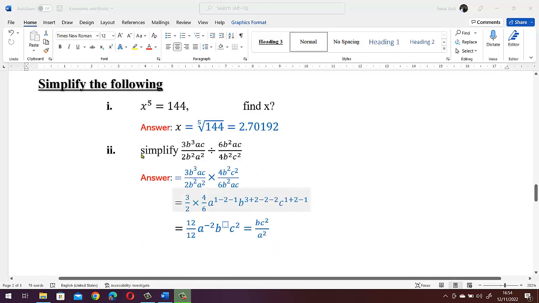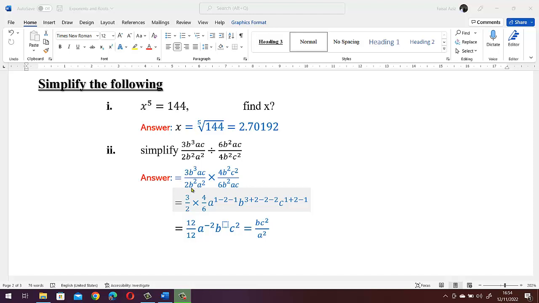The next question is about to simplify. So this expression, we have this expression, we need to simplify it. Before solving it, we need to change this division into multiplication, and when we do that, the denominator will become numerator and numerator will become denominator, as you can see over here.